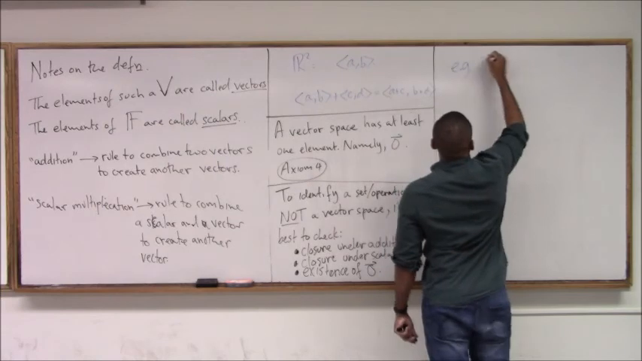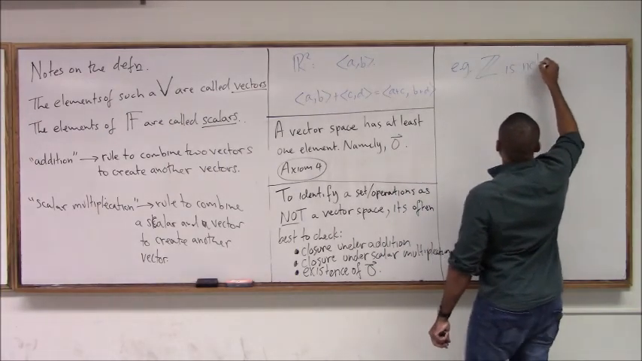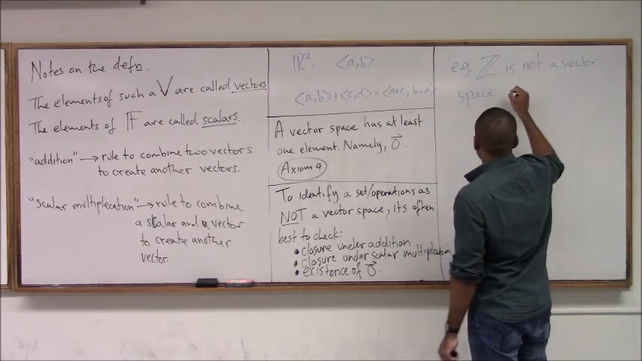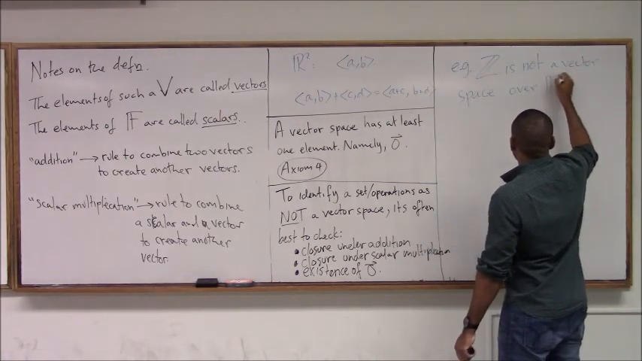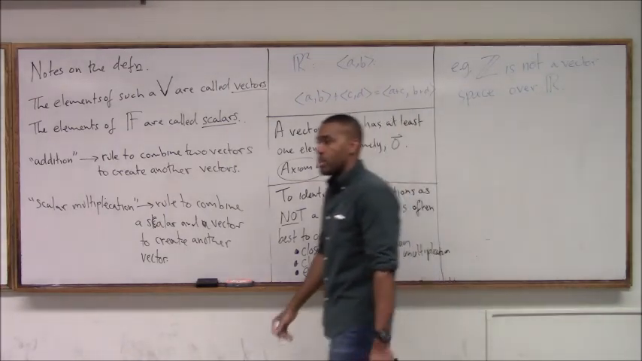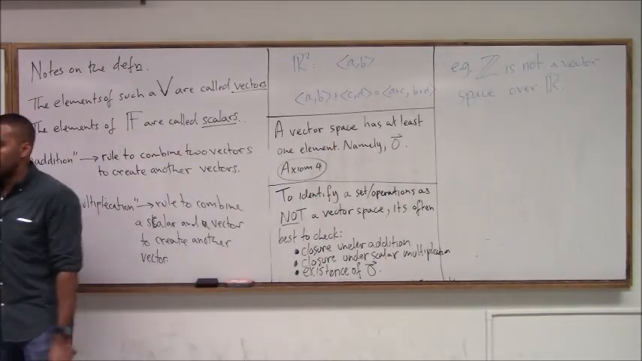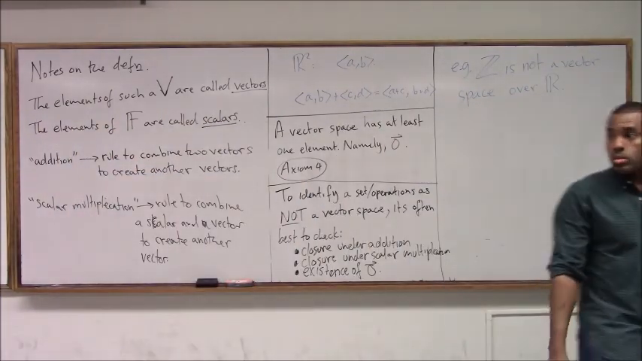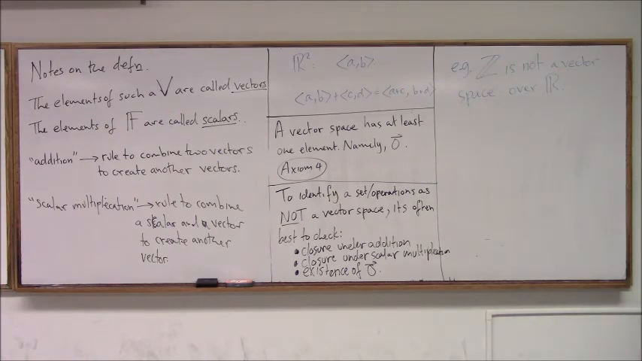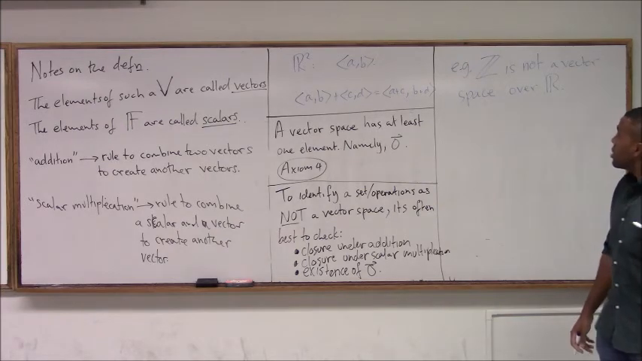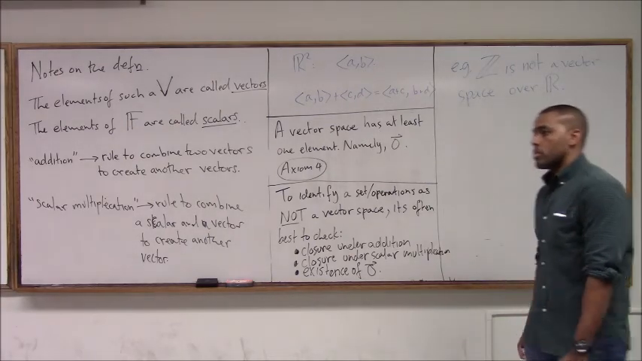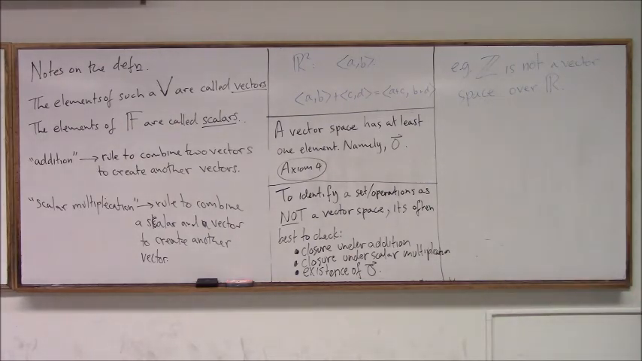Example, Z is not a vector space over R. Why? It has a zero vector. It's not closed under division. Division we don't care about. Vector spaces don't have division. Scalar multiplication is a problem.